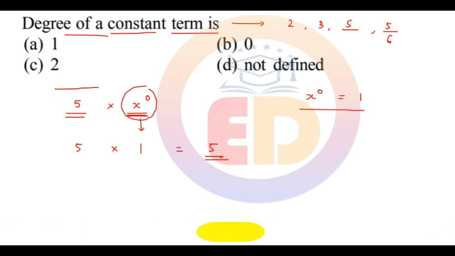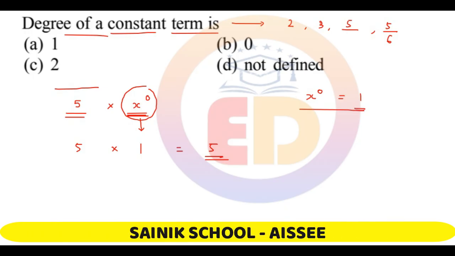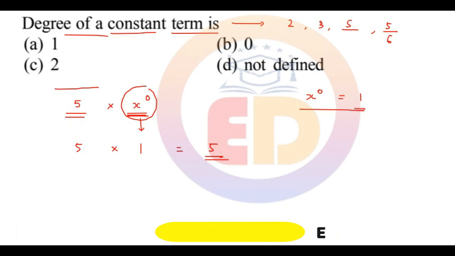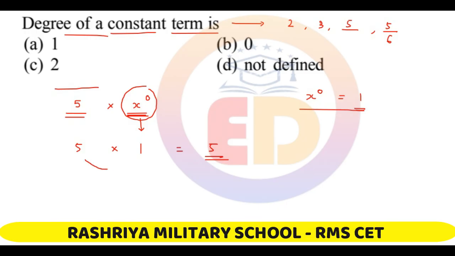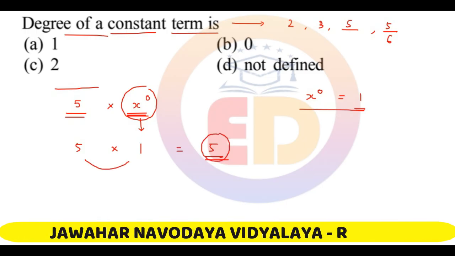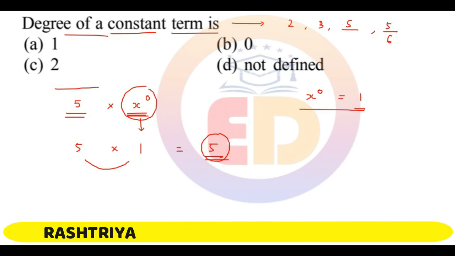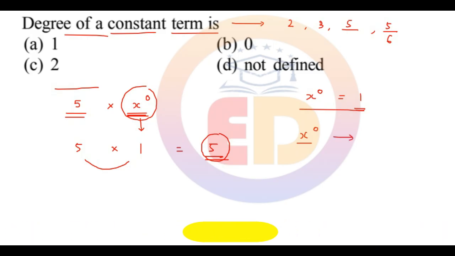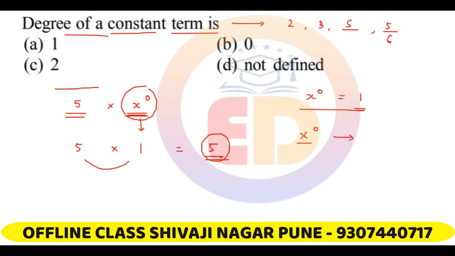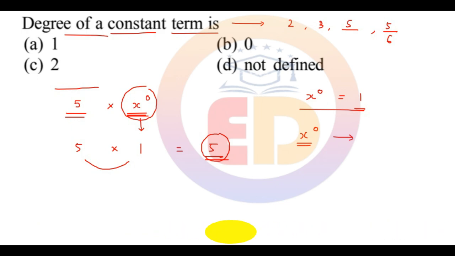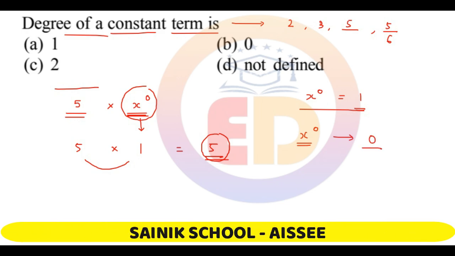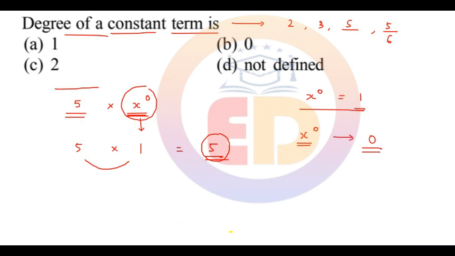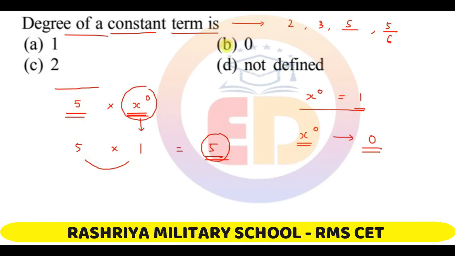Now why have I taken x power 0? X power 0 value is 1. And when you multiply x power 0 with 5, we know that x power 0 is 1, so 5 multiplied by 1 will give me 5. So multiplying it with x power 0 is basically giving it a variable. Here the variable is x, its power is 0. Degree of a constant term here will be taken as degree of this variable x. The power of x is 0. So degree of constant term 5 will be 0. Answer is option number B.